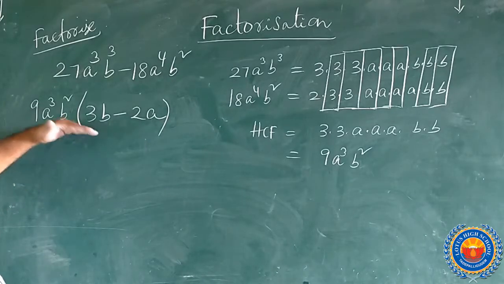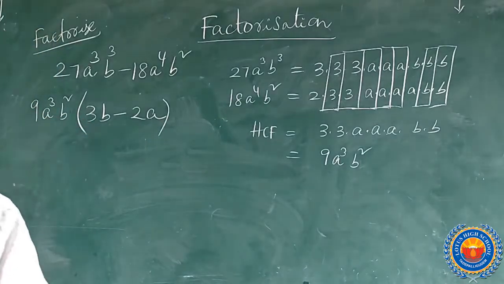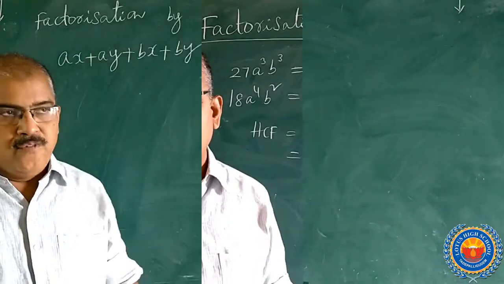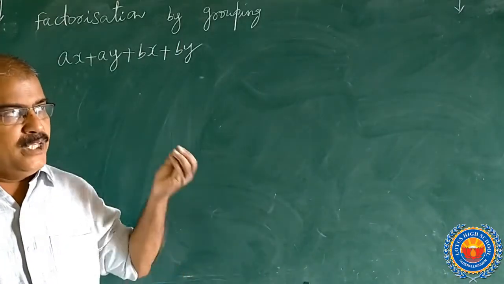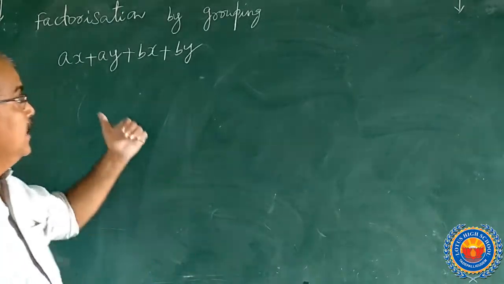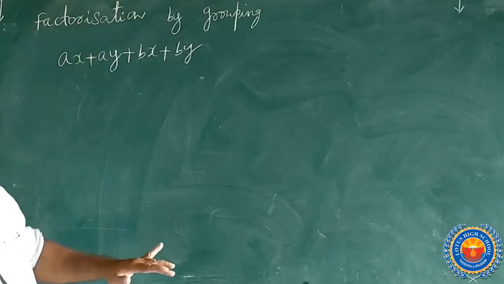If you multiply, you will get the same question. Understand? Factorization by using highest common factors or common factors is over. That is the first one. This is the second one, factorization by grouping.